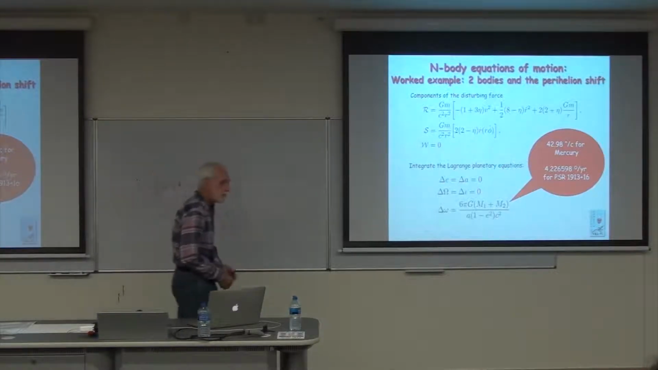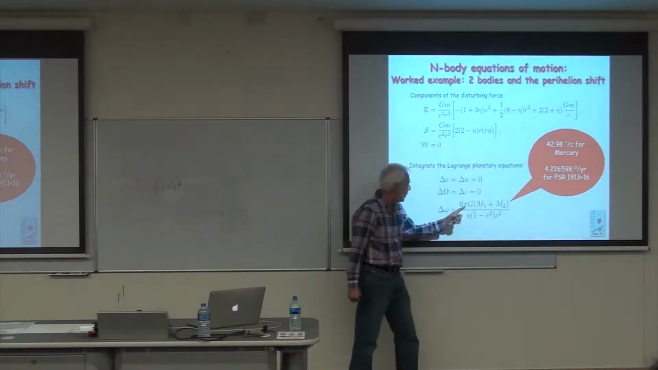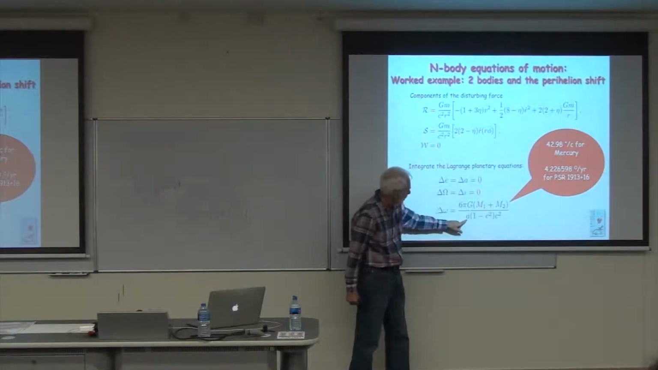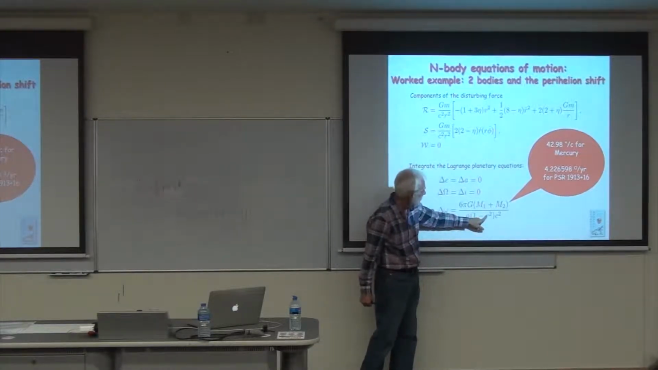In fact, in the Hulse-Taylor binary pulsar, we didn't know the masses a priori, so measuring this, knowing the orbital period, gives you this; eccentricity could be measured.